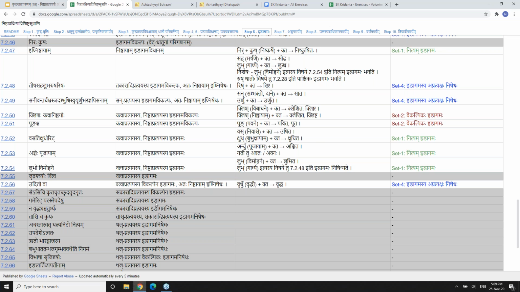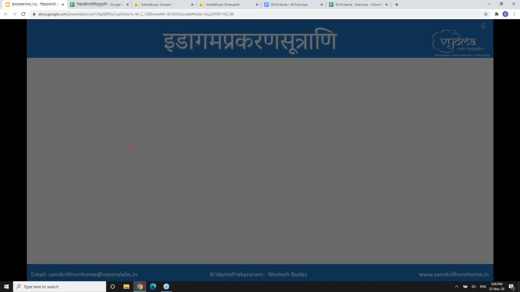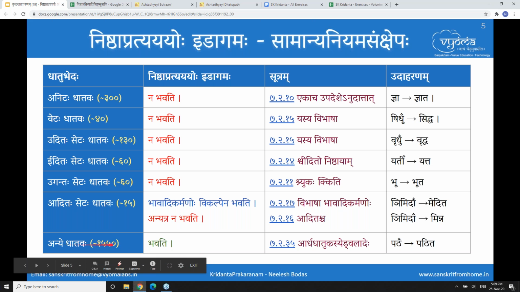Somebody is asking whether set number 1 will not have any dhatu from the last row where a compulsory idagama is there. So all these anye dhatavaha yatra idagama bhavati are all technically in set 1 only, but there is no specific sutram for that. All of them get captured by ardha dhatukasya idvaladehe. So the ardha dhatukasya idvaladehe sutram itself captures the cases for patha, pathita, then hasa, hasita, and so on.